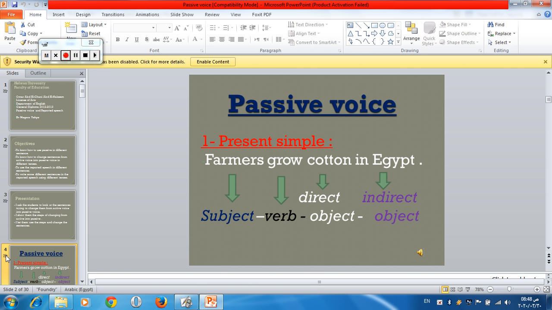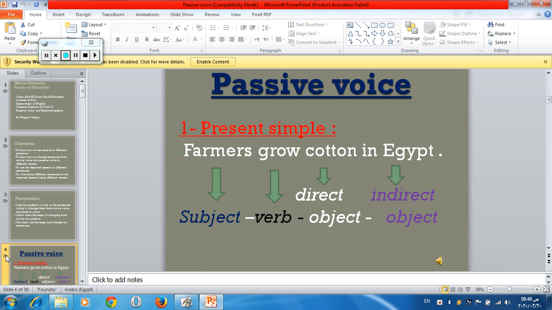Passive voice. As you see, we will start with the present simple. We have a sentence, just an example: Farmers grow cotton in Egypt. I want you to change it into passive. But before we start, you have to know the parts of speech in this sentence. You will divide the sentence into parts.